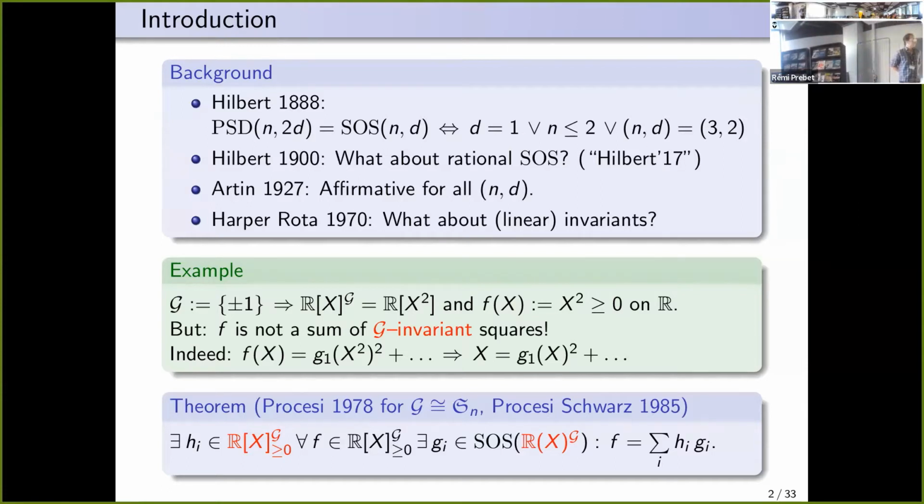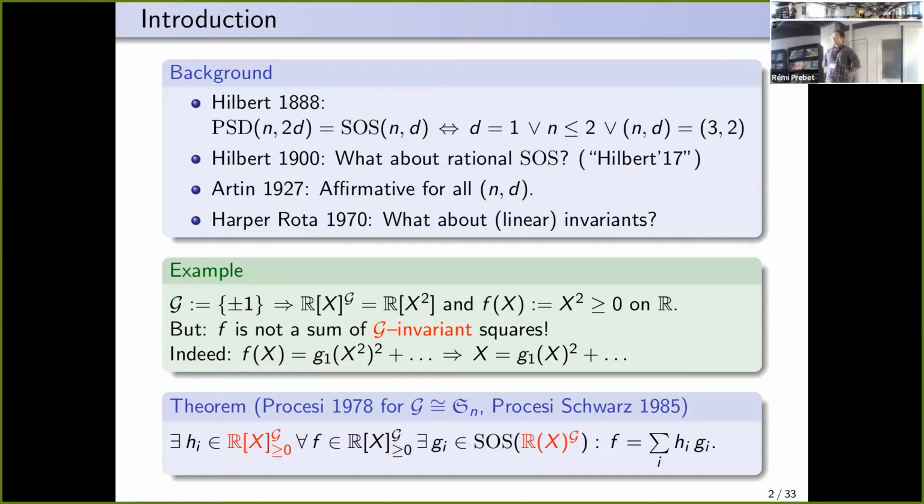The group that we are looking at is the group of sign change, plus minus 1, which acts on the real numbers by change of sign. And the polynomials which are invariant under this action are all polynomials which can be written in x squared, so the even polynomials, essentially. And clearly, the polynomial x squared itself is non-negative on the real numbers.